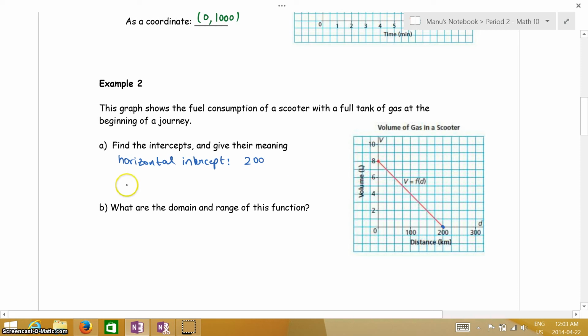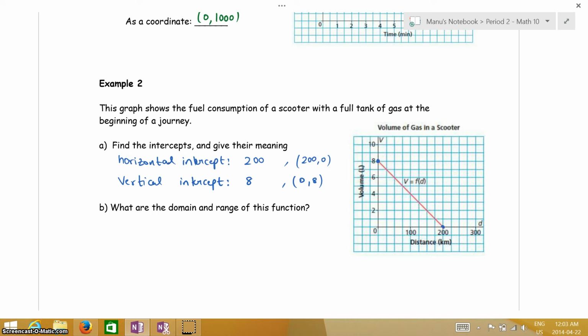And our vertical intercept is the point where the graph touches the y-axis. That's the point 8. I can also write these as coordinates. Horizontal intercept would be 200, 0, and this one would be 0, 8. You'll notice that in the horizontal intercept, the y value is always 0. And similarly, in the vertical intercept, the x value is always 0. So that would kind of be an indication of which point we're looking at.